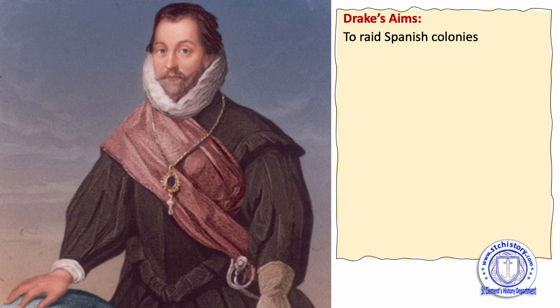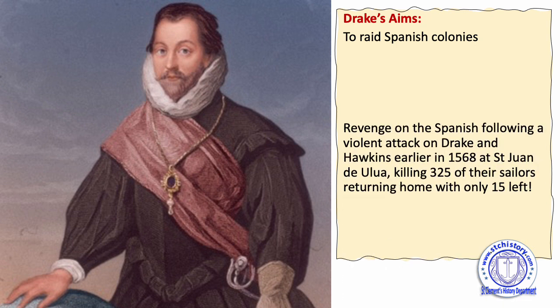Anyway, Drake's aims are to raid Spanish colonies. So to go into Spanish colonies in the Americas, in South America, raid them, steal from them, and get out of there. Obviously, that's going to provoke Philip. It's going to make Philip angry. But that's his job. He's a pirate.